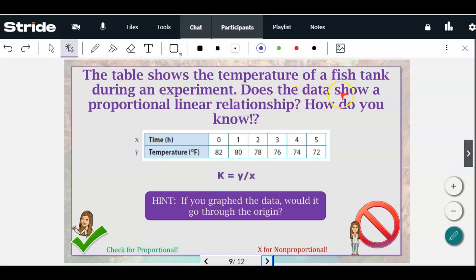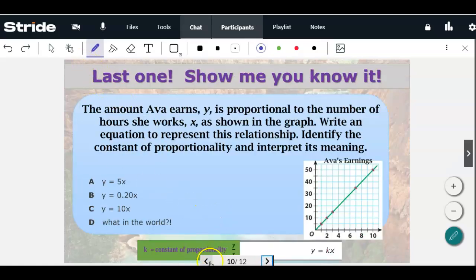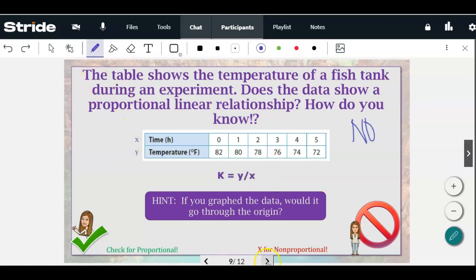So this table shows the temperature of a fish tank during an experiment. Does the data show a proportional linear relationship? How do you know? So I want you to look at this right here. When x is 0, y is 82. Okay, that does not go through the origin. This would have to be a 0. So this is not proportional. The answer is no. So you can't write the equation like that, that's why I just skipped that next part. We'll learn how to write equations for this type of problem later.